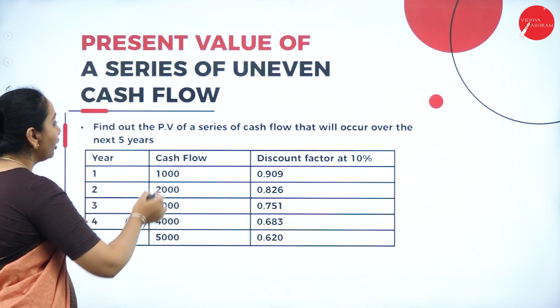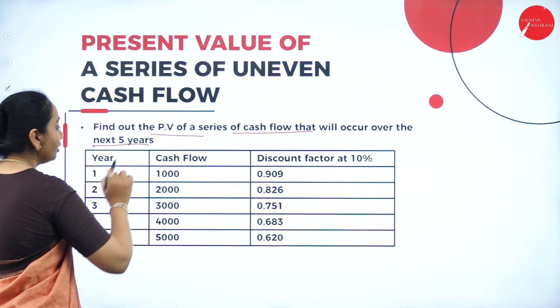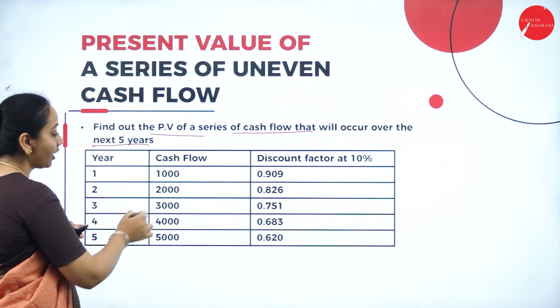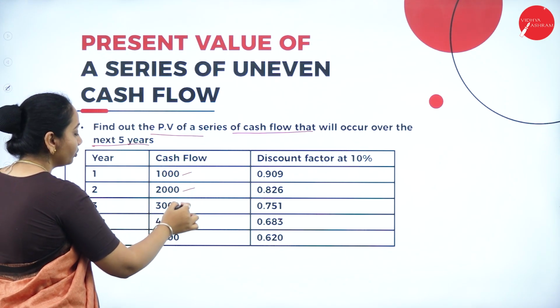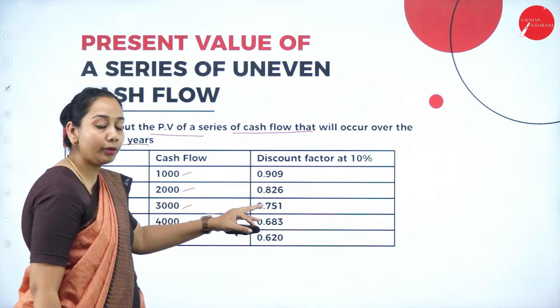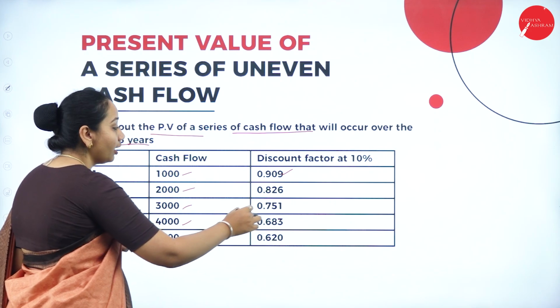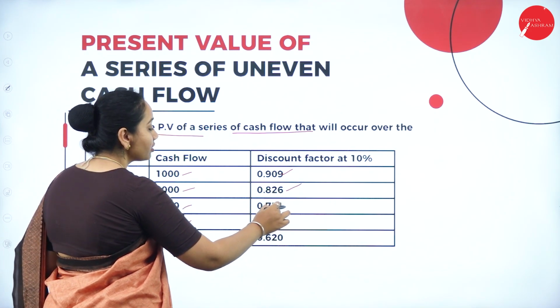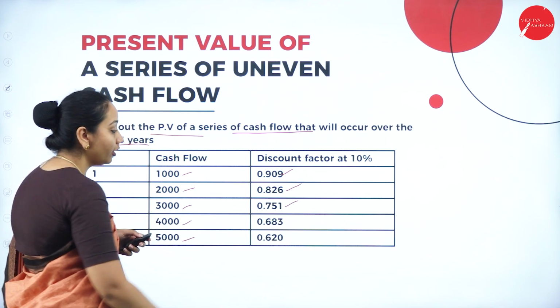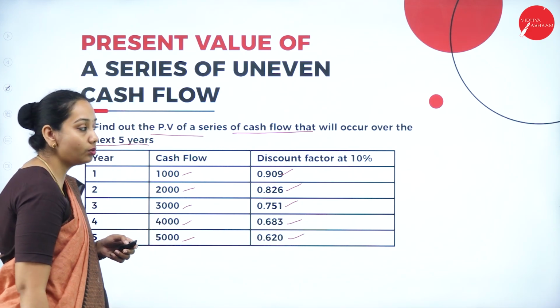First question, find out the present value of a series of cash flows that will occur over the next 5 years. For years 1 to 5 we have got cash flows 1,000, 2,000, 3,000, 4,000, 5,000. The discount factors will be already given in the table. So for the first year it is 0.909, second year 0.826, third year 0.751, fourth year 0.683, then fifth year 0.620.